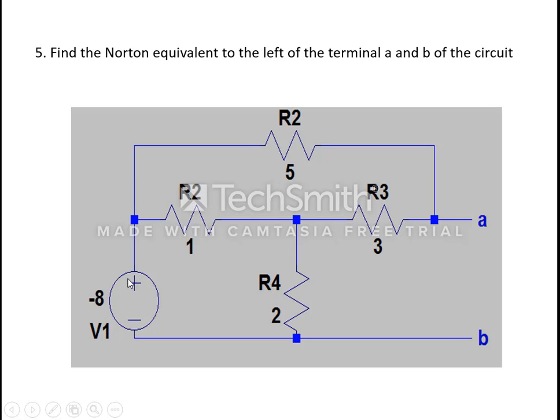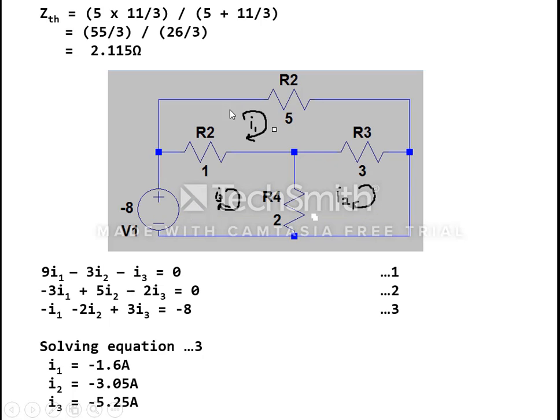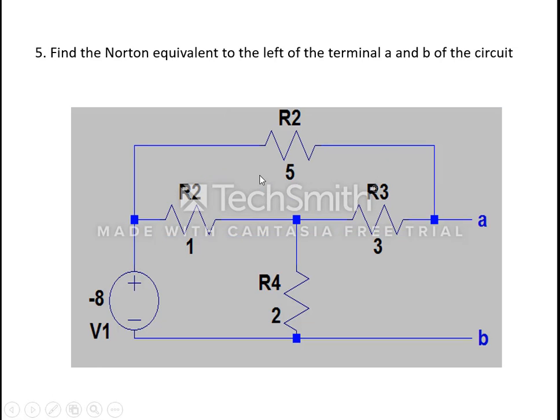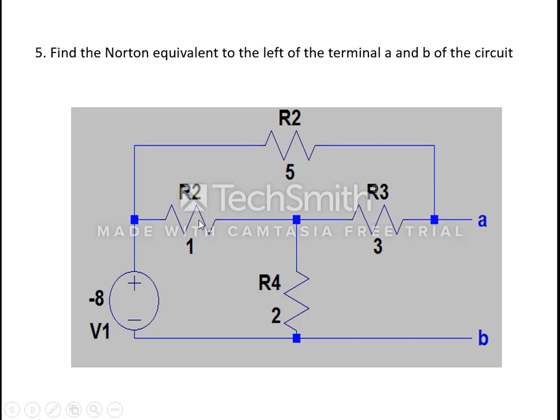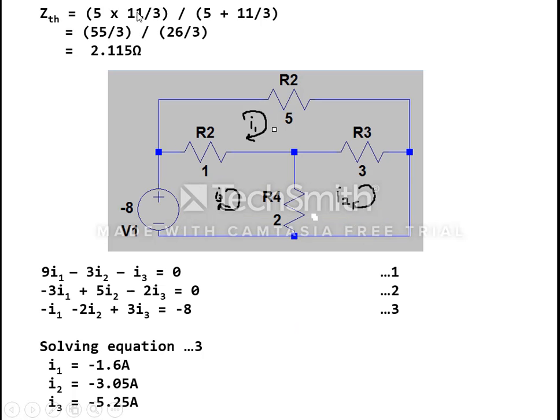When you short this, the 8 V source goes off, and so you have resistors 1, 2, 3, 4 alone. After solving this, 5, and this 5 and these 3 are parallel, so 5 into 11 by 3, solving these we get 11 by 3. When these two are parallel, using the parallel formula, we get 55 by 26, equal to 2.115. So this is ZTH.